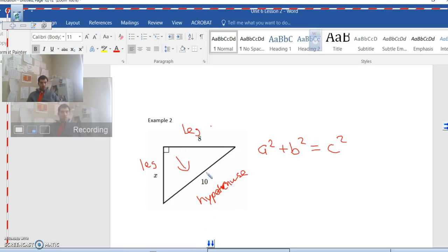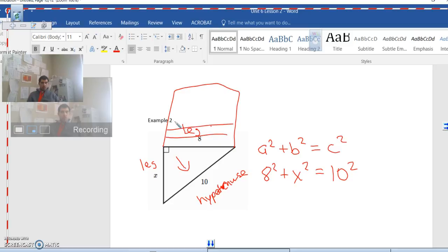This is what we call the hypotenuse, the one across from the right angle. And the hypotenuse is always the longest side. So we know that when we square this leg plus the square of this leg, it has to equal the square of this. So we know that 8 squared plus x squared has to equal 10 squared. Let's say this is 8 by 8, so it has an area of 64.